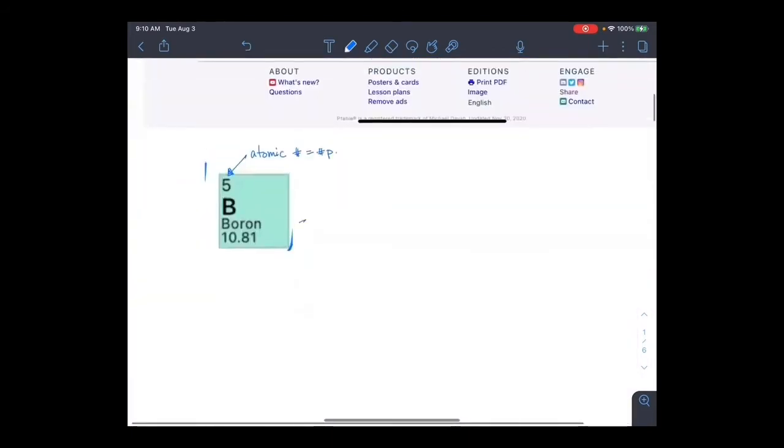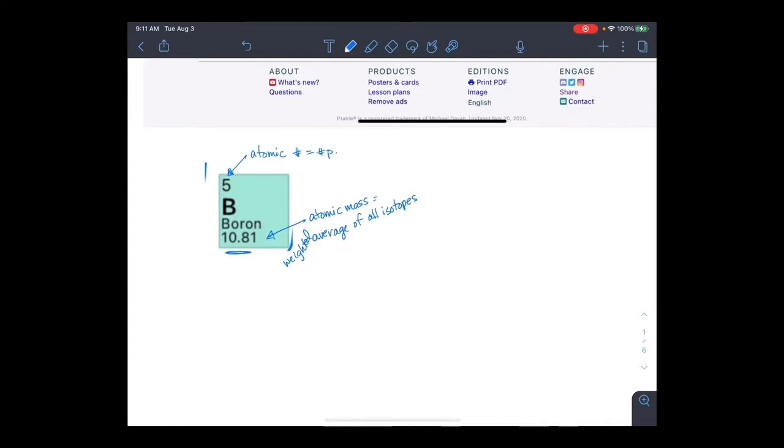If I look down here, and again, this is usually at the bottom of that symbol, this is not the mass number. This is the atomic mass. And it is an average of all the isotopes. And not only an average, but it is a weighted average. Some isotopes of boron are much more common than others, and so all the various isotopes are weighted by their natural abundance, and that is the weighted average of all the isotopes of boron.